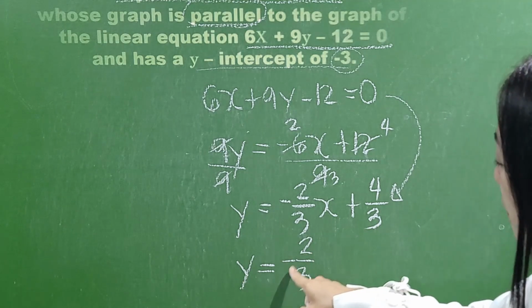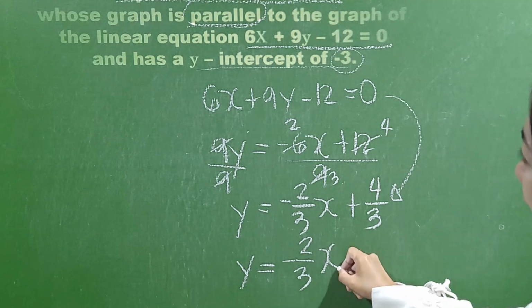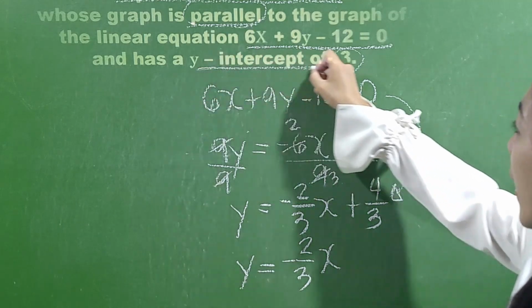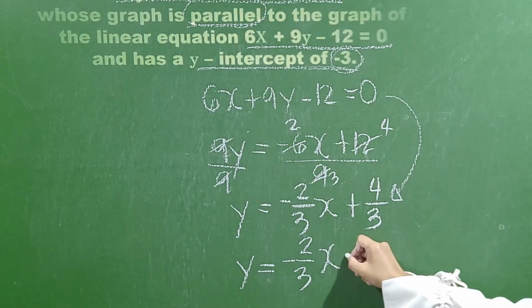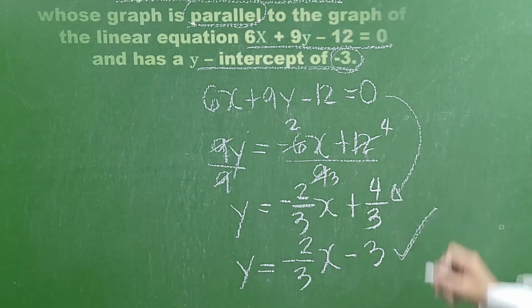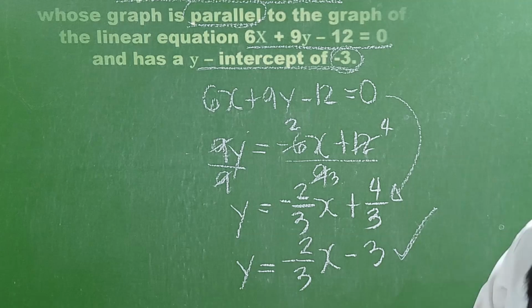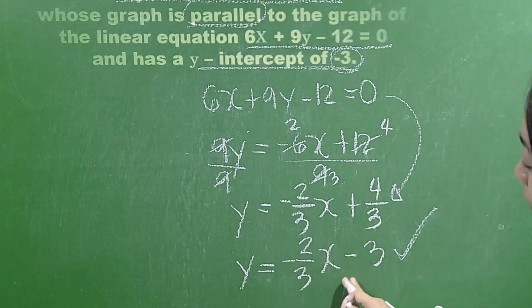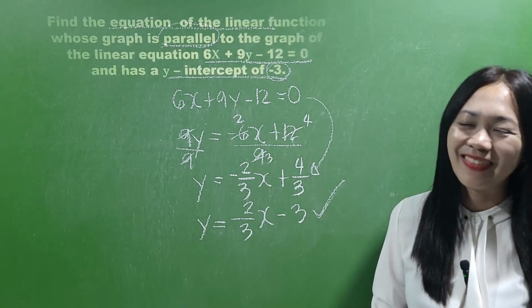So we have y is equal to negative 2 over 3 x, and it's given that the y-intercept is negative 3. So minus 3. So this is now the equation that we're looking for. y is equal to negative 2 over 3x minus 3.